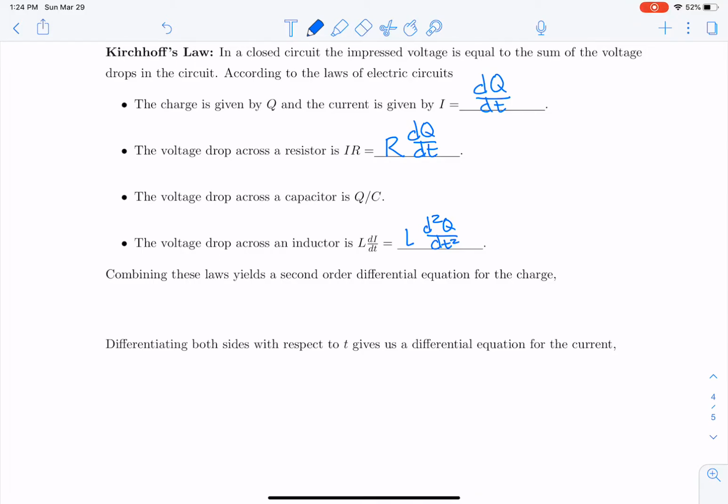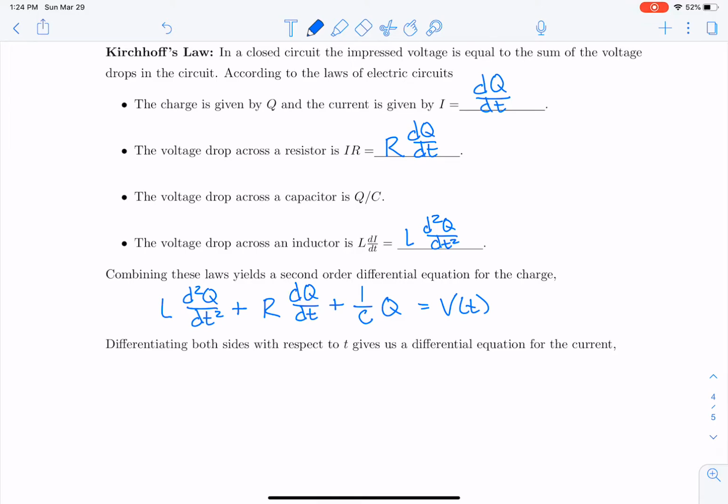So what we're going to do is we're going to take the voltage drop across the inductor, L d squared Q/dt squared, plus the voltage drop across the resistor, R dQ/dt, and then plus the voltage drop across the capacitor, 1 over C Q, and all of that is supposed to equal the impressed voltage, which we said is the battery, which is V of T.